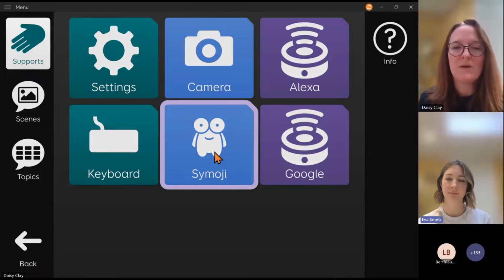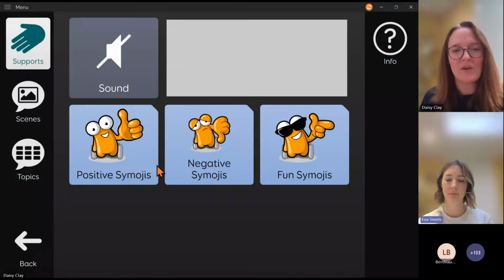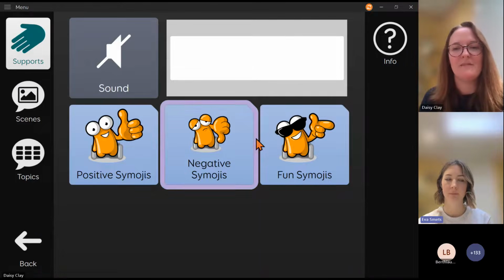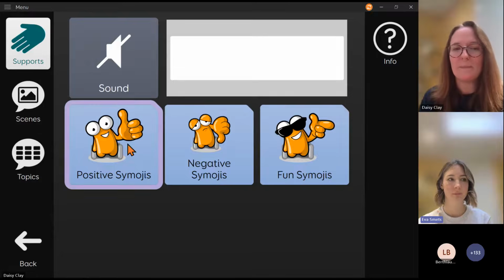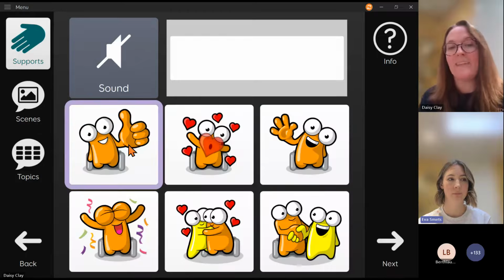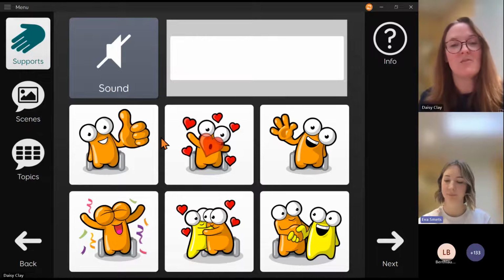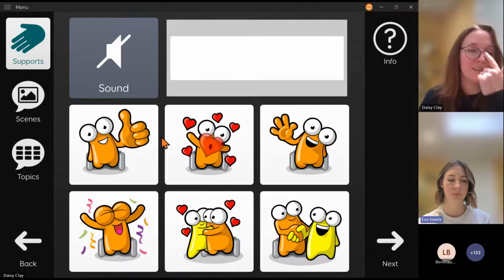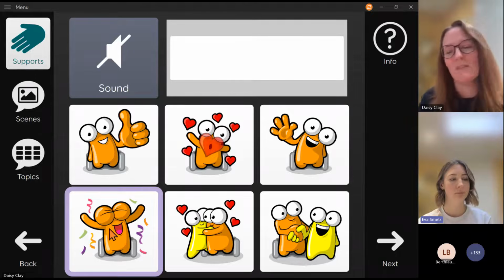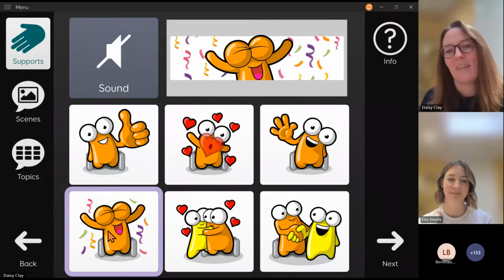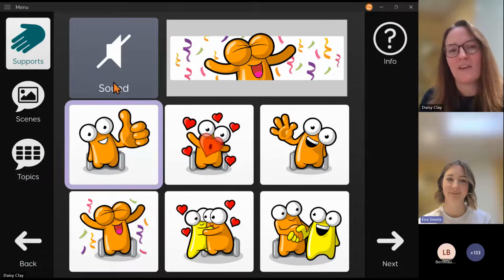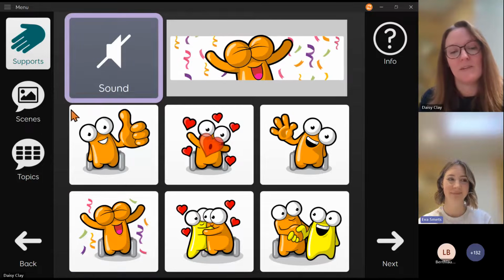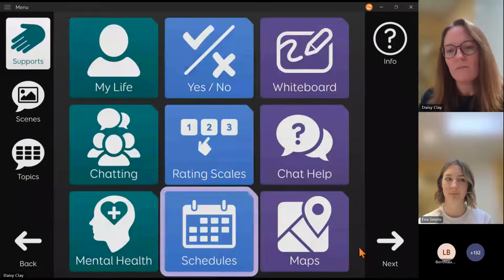We've also included Simoji, which is something we've got in all of our grid sets in Grid. Simoji. Just to give you a quick example, they're divided into different types of Simoji. Positive emojis. And they can be a nice way, just another tool for communicating different ideas. So maybe you want to communicate that you're really happy about something, and you can use this guy here. So you've also got an option to turn on sounds if you want to with those.